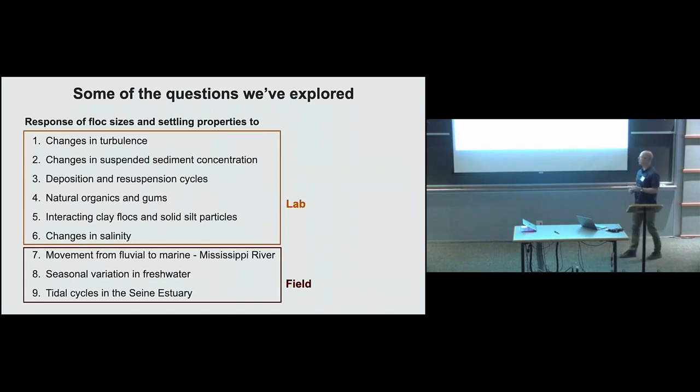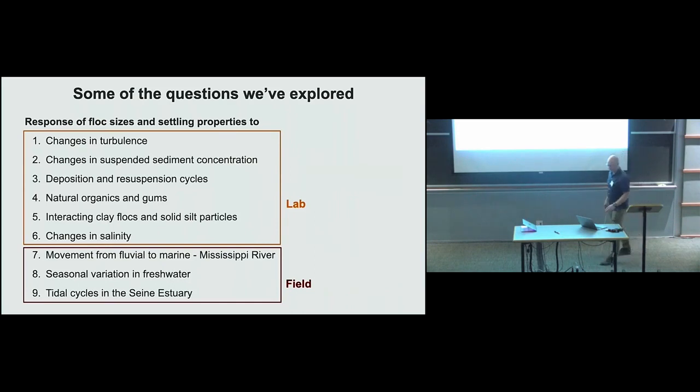How do organics, both natural and gums, which are natural, but they're sort of synthetic things we use in the lab, how do they impact flocculation? Do clay and silt-sized particles interact? What's going on with salinity when we change salinity? And then we've been making some field observations lately.